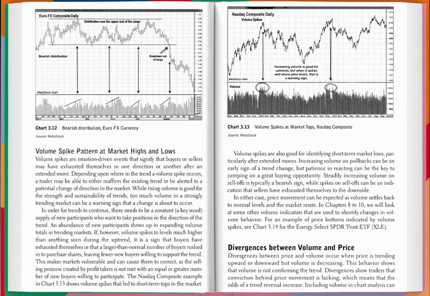Volume spike pattern at market highs and lows. Volume spikes are emotion-driven events that signify that buyers or sellers may have exhausted themselves in one direction or another after an extended move. Depending upon where in the trend a volume spike occurs, a trader may be able to either reaffirm the existing trend or be alerted to a potential change of direction in the market.